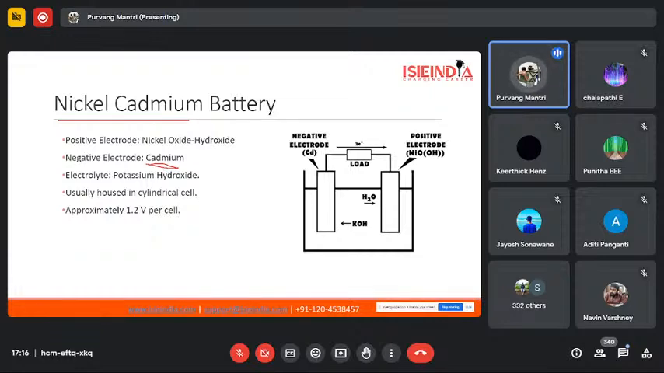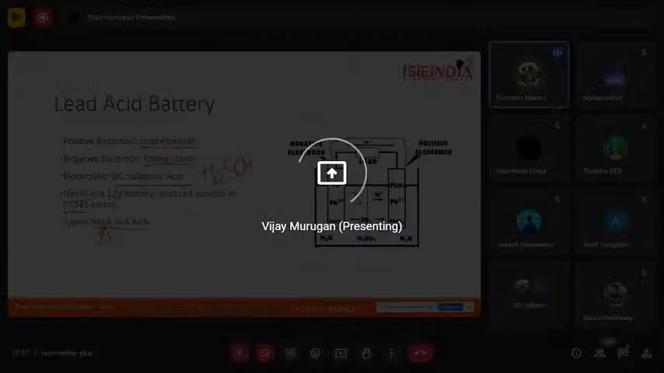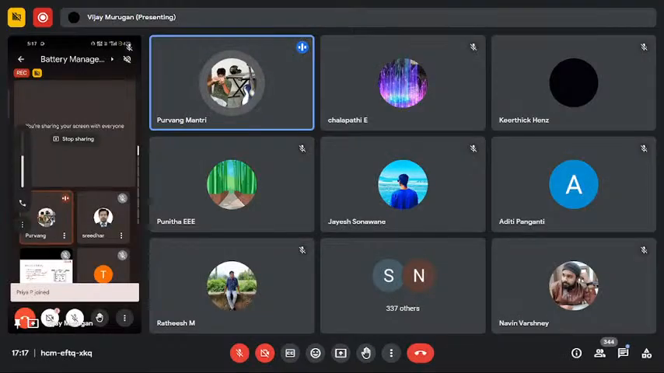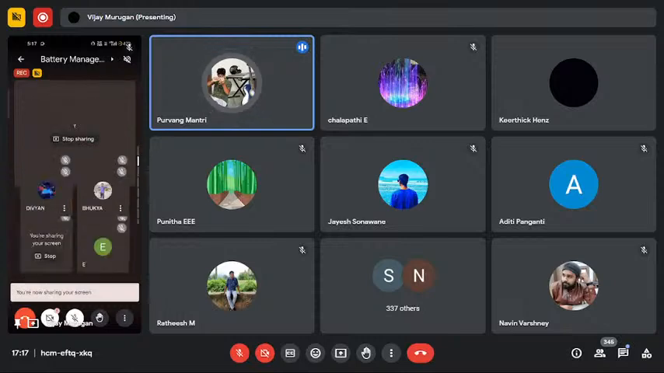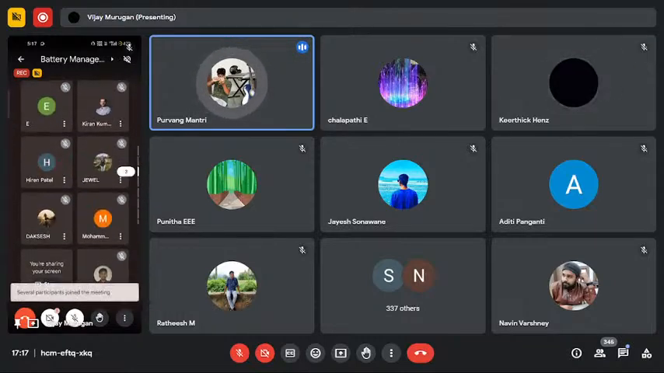So a nickel cadmium battery will have nickel oxide hydroxide as its positive electrode, while cadmium is its negative electrode, and potassium hydroxide would be its electrolyte. Usually this type of battery cell is housed in a cylindrical form, and the approximate voltage for this type of battery is just 1.2 volts per cell. In case of a lead acid battery, it would be around 2 to 2.4 volts per cell. But in case of a nickel cadmium battery, it is quite lower than a lead acid battery, and that was the second reason why it is not preferable for electric vehicles, or even simply our vehicles as well.